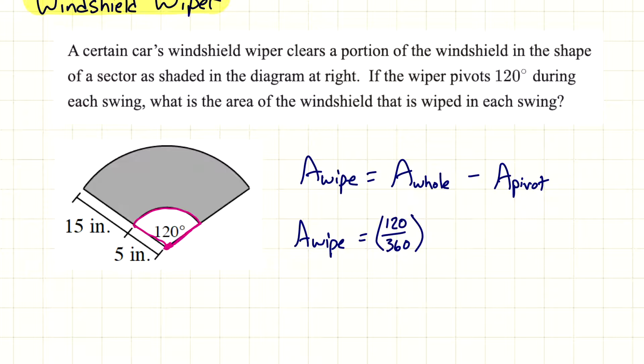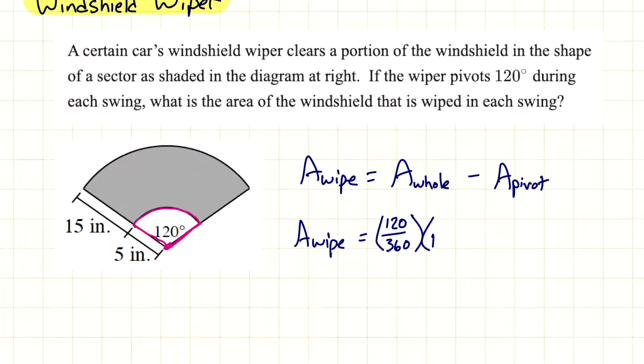Times, we want to find the actual area of the whole circle. So if you imagine this was part of a larger circle, that's an ugly looking circle, but we want to find the area of the whole circle. All right, so we're going to use pi r squared.